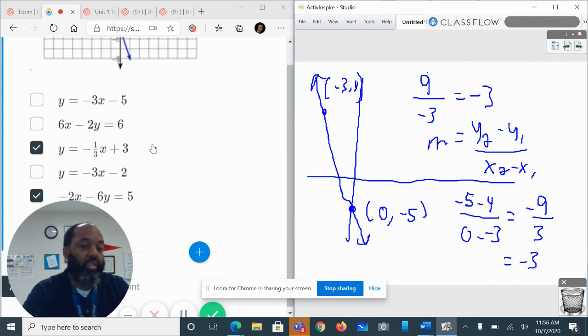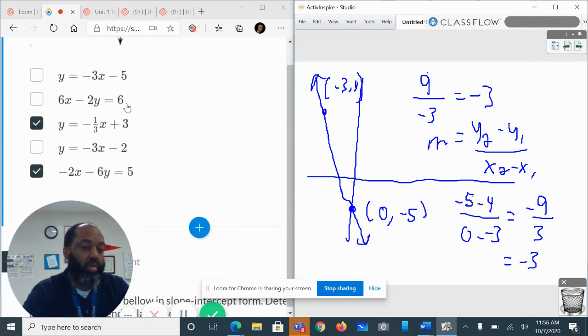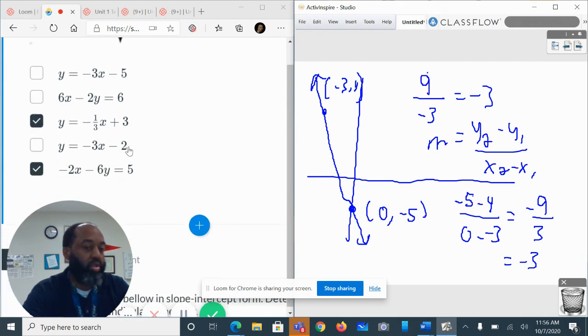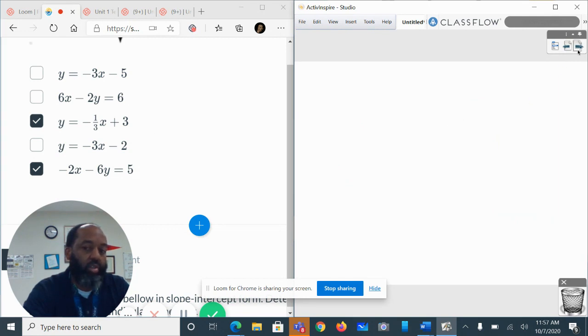So my logical answer would be the first one and the fourth one. Those two definitely have a slope of negative 3. Now the other two, this one and this one, you need to solve for y to determine the slope. We'll solve one of those just to practice. But again, like I said, the answer is wrong. I just want to make sure we think about it.